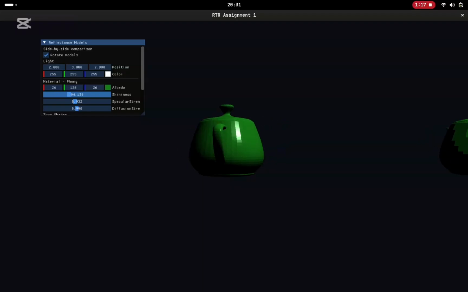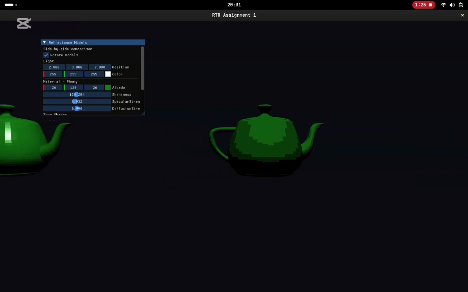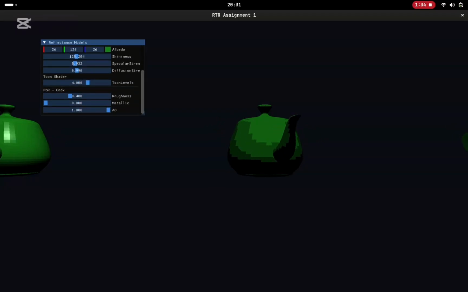Moving on to the next one, we have Toon shader or Toon illumination. This is a non-photorealistic illumination model, and hence it looks like a very cartoonish teapot rather than a realistic one. It uses quantization and it has something called Toon levels. If we go ahead and decrease the Toon levels, we can see just two levels are left, which is the black and the green.